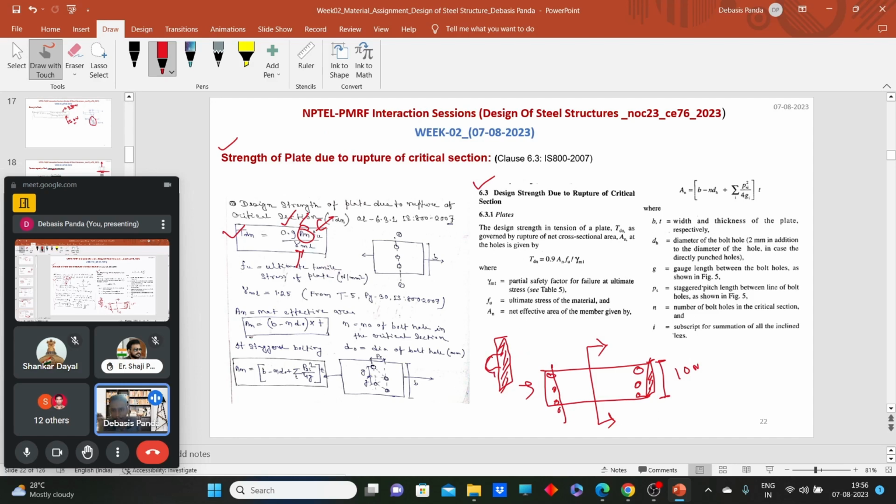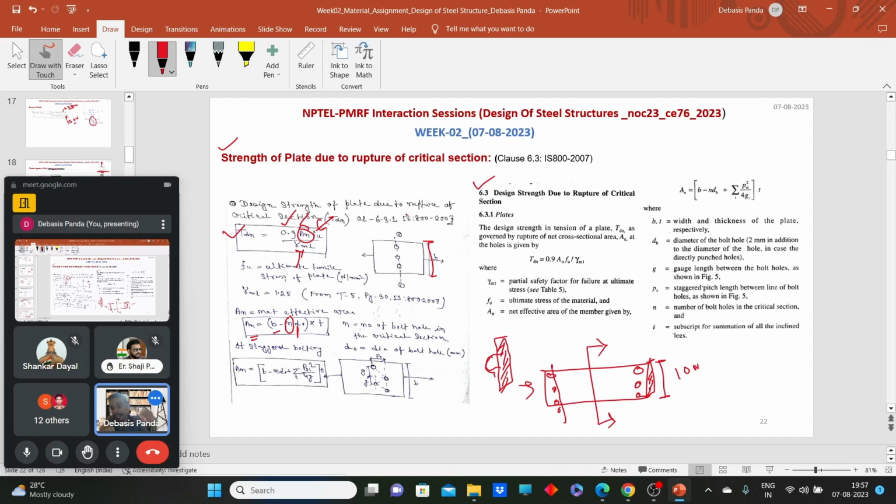So An will be the width minus the number of bolt holes you have made along this width, into d0. What is d0? d0 is the diameter of the bolt hole. So by this way, we can calculate the net area of the plate, or net cross sectional area of the plate. So this net area, critical section, these things also will be covered in detail when we design the tension member.